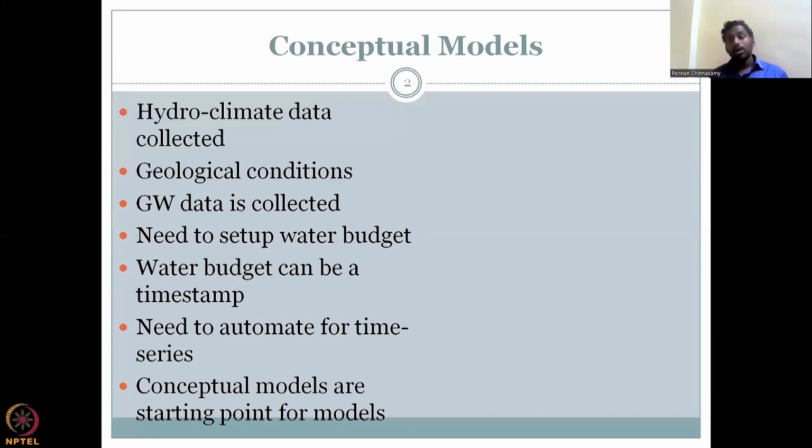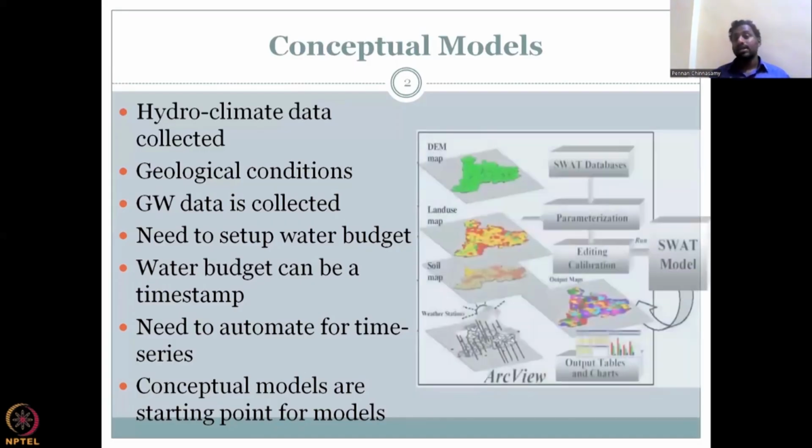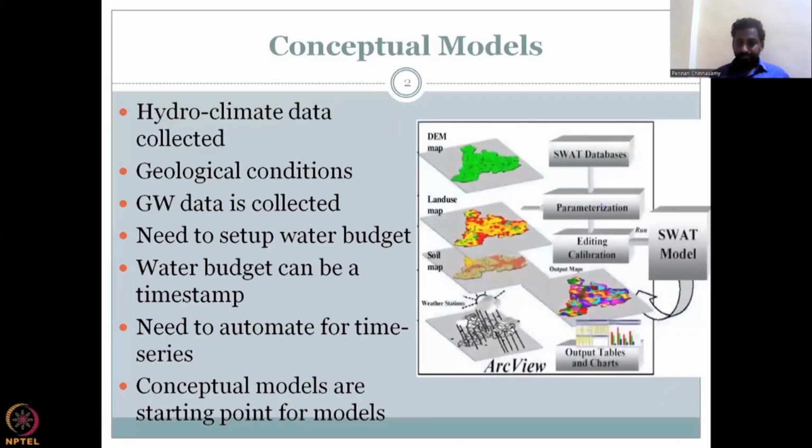So similarly, when you collect all this data, you create a conceptual model which can be used to better understand the need of the model. Let's take an example here from the SWAT database. Okay, so this model is actually taking all the data from different sources.